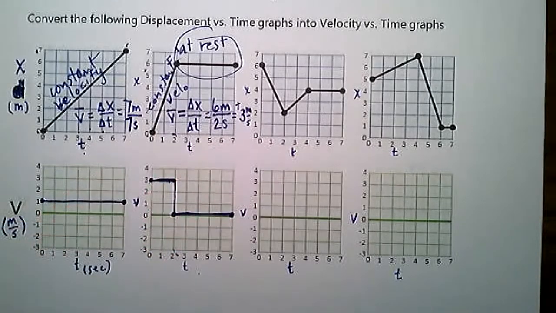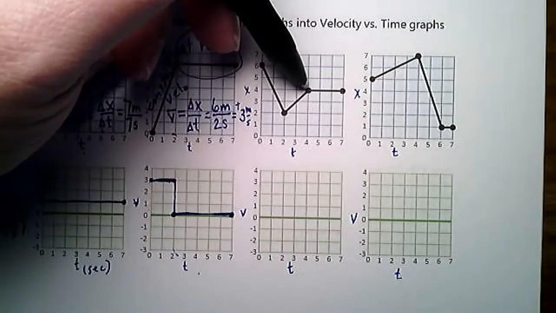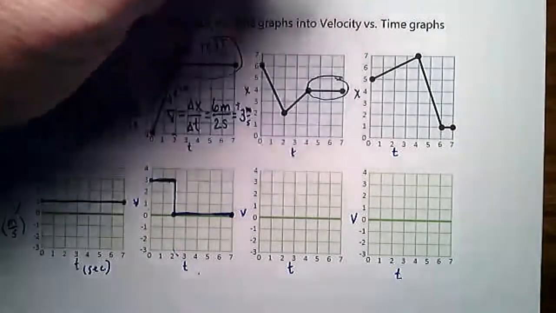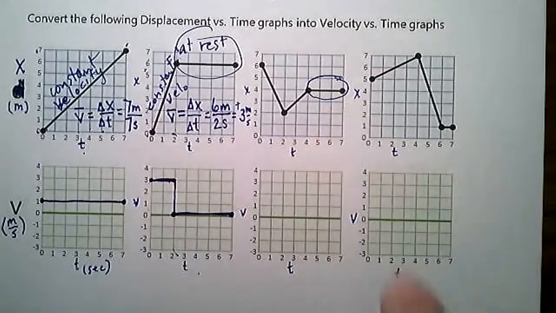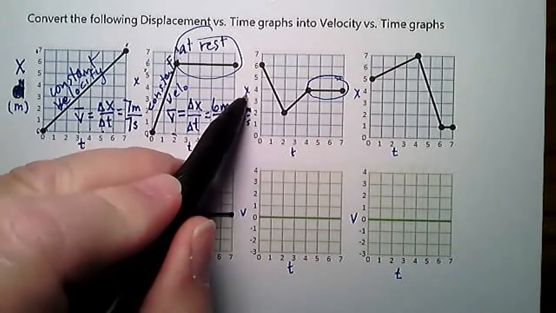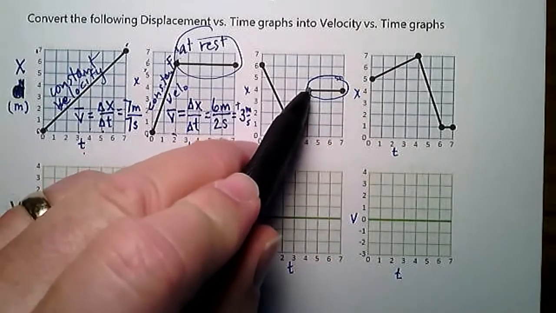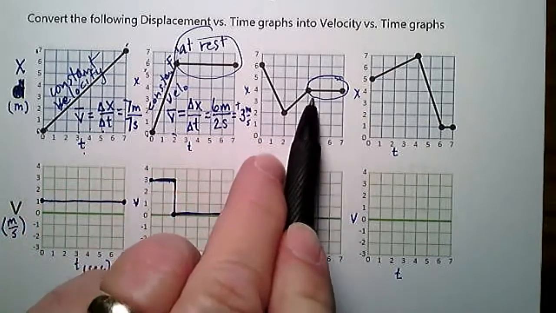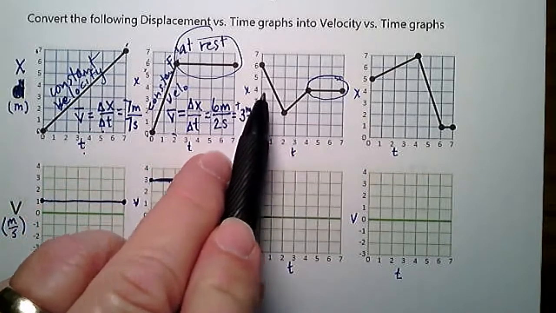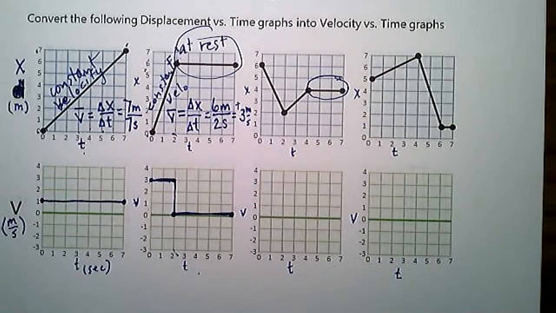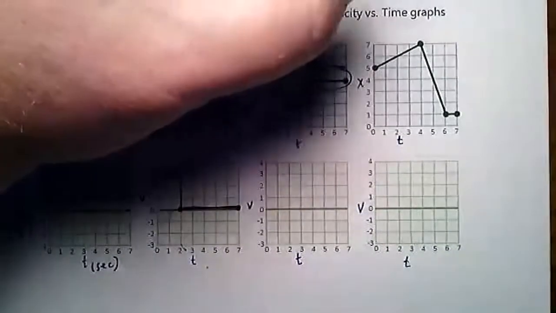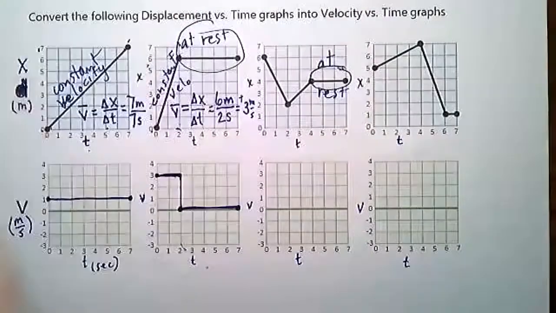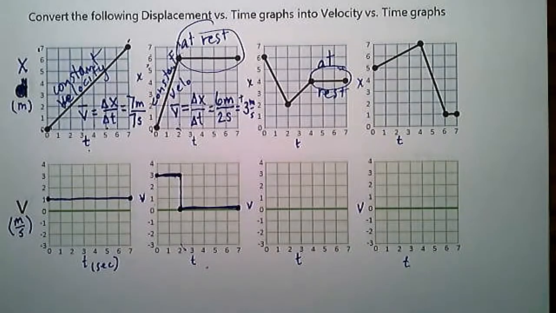Now if I look at the next graph, I see the same thing. I see a horizontal section here. What must be true about this? If it's horizontal, that means I'm at 4 meters at second 4, second 5, second 6, and second 7. That whole time, I was at 4 meters. What's your motion going to look like? You've got to be at rest.